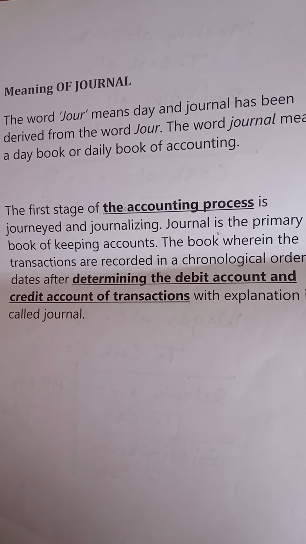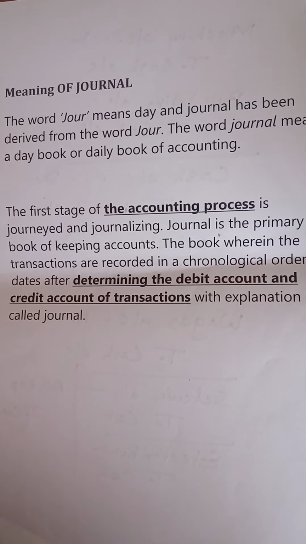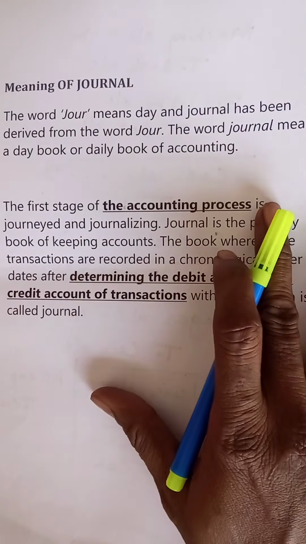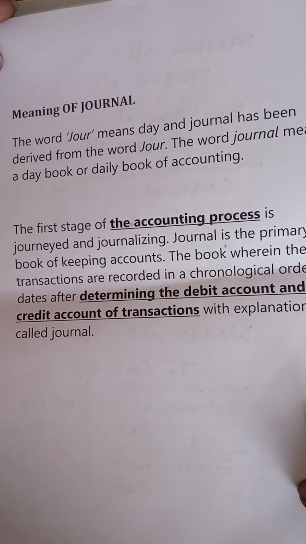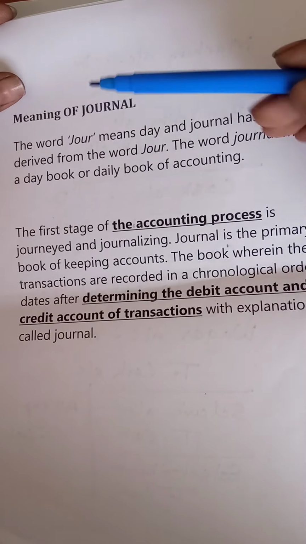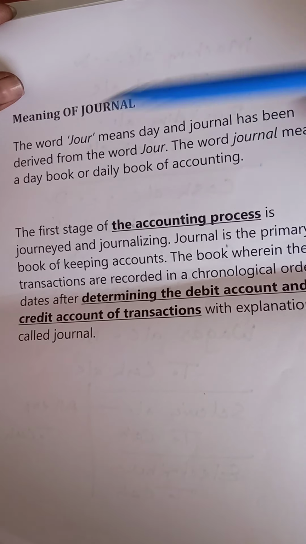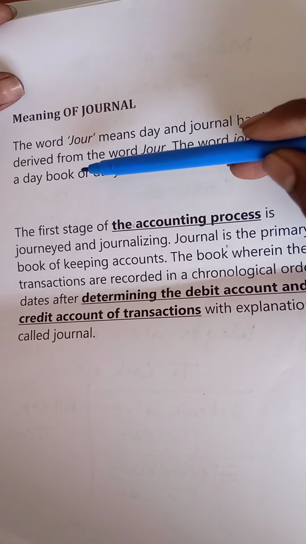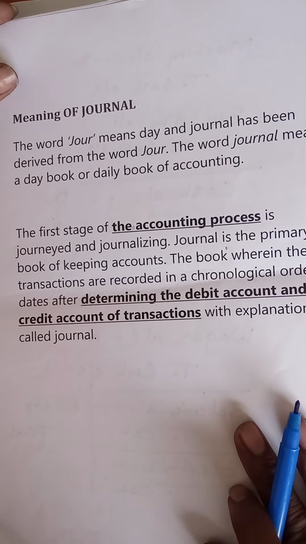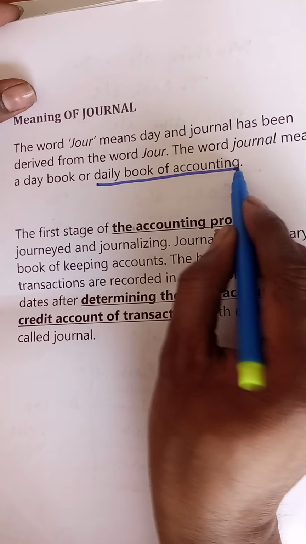Today in this video we are going to learn how to write journal entries and the rules of debit and credit. First of all, we have to know what a journal is. The word journal has been derived from the word jar, which means day. The word journal means a day book, or daily book of accounting.